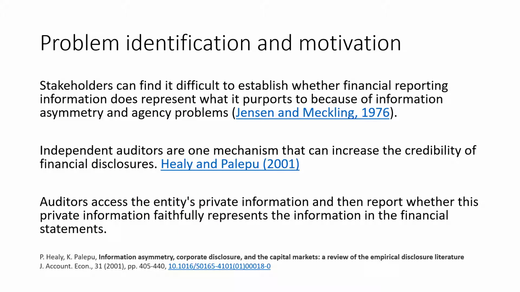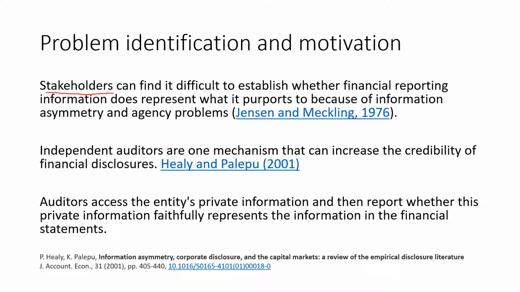The problem that we identify is an accounting problem. Stakeholders can find it difficult to establish whether financial reporting information does represent what it purports to, because of 2 problems: information asymmetry and agency problems. And these problems are well established in the accounting literature. Essentially what this means is that outsiders to the firm can find it hard to work out whether the information that's presented to them in financial statements is credible or not.